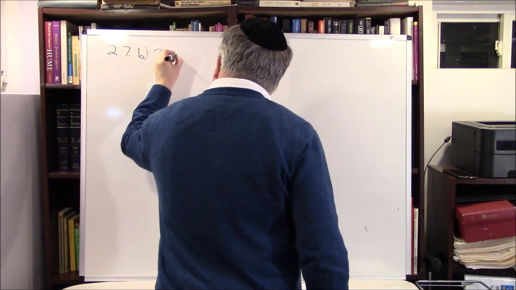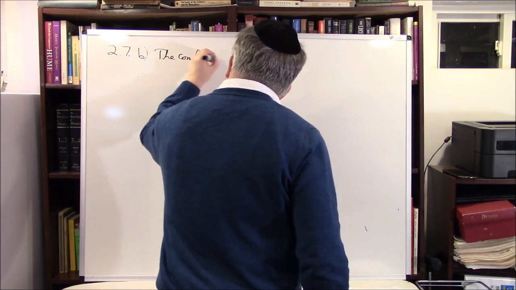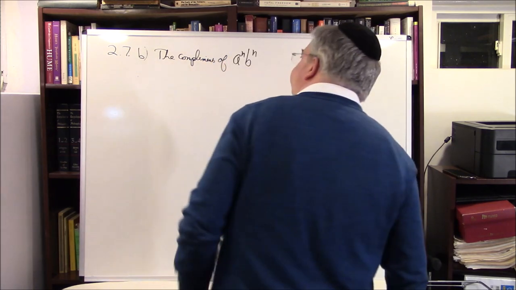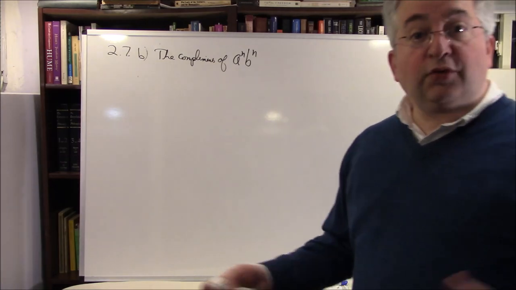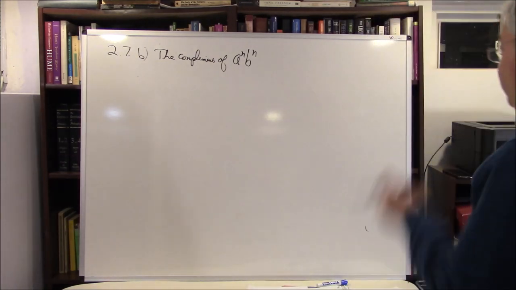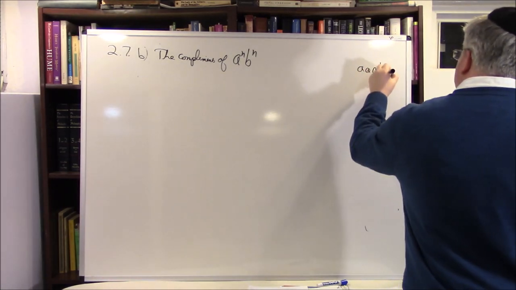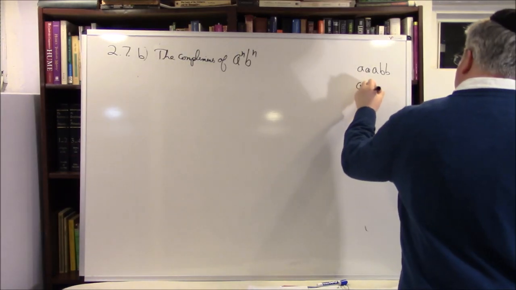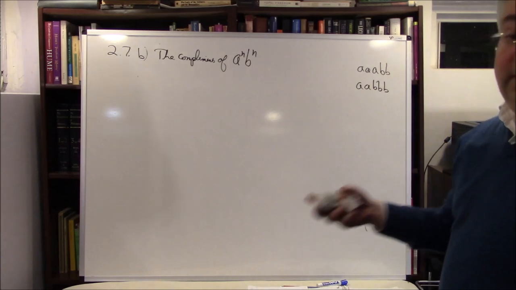The complement of A to the N, B to the N. And that means all words not of that form. Let's go through some examples of words that are not of that form. Okay? A, B, B. That's not in that form. Let's do another one. A, B, B, B. That's not in A to the N, B to the N.